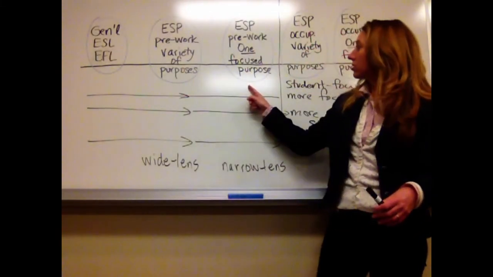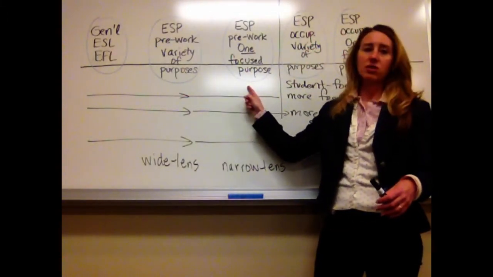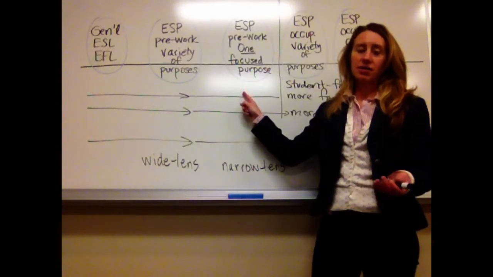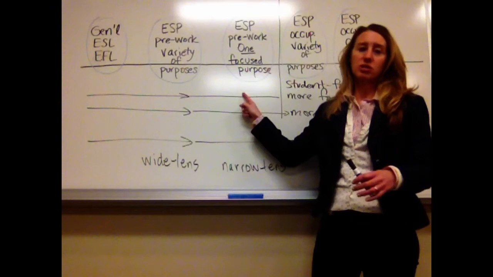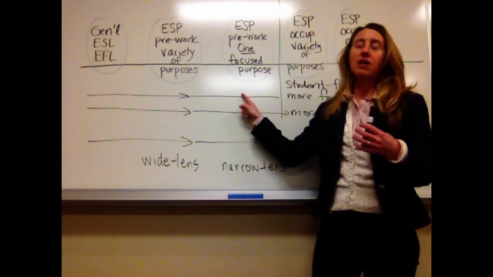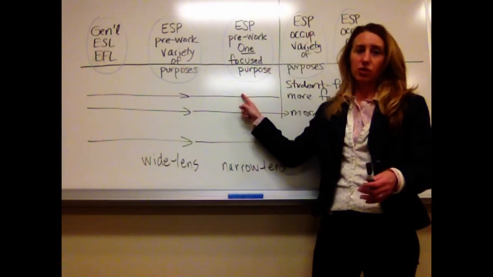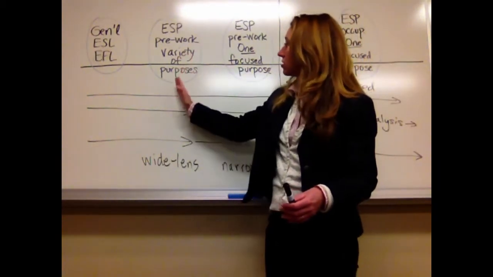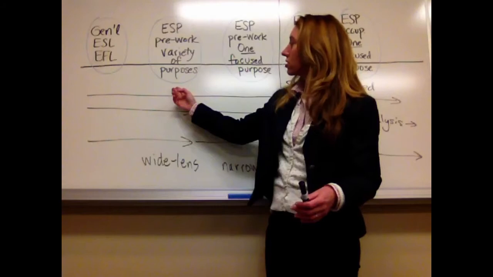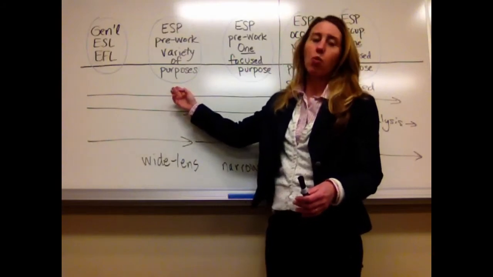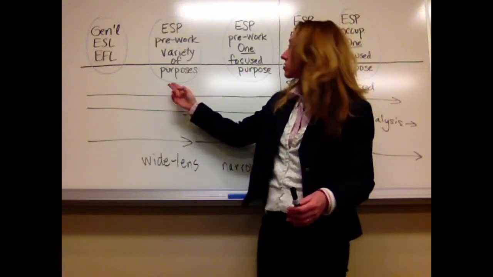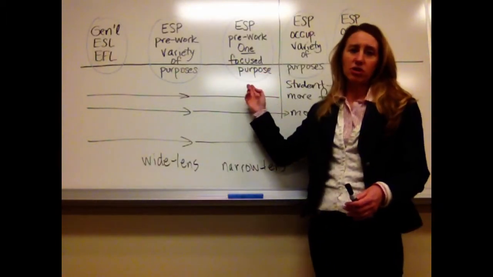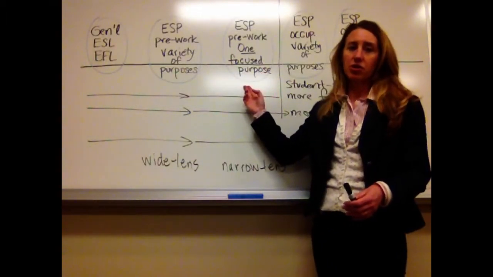Whereas here, this is a university class in which all the students have a shared purpose. And the example I gave is they're all going to be computer engineers, and they all need to use English for computer engineering. When the instructor is designing the course, they would use more of what's called a wide lens or a wide focus. And here, they would use more of what's called a narrow lens or a narrow focus.